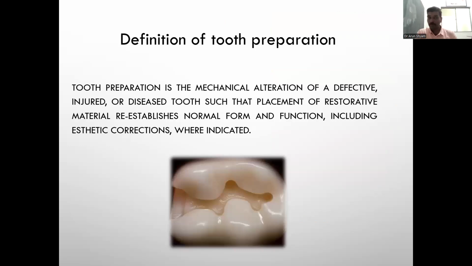Coming to the definition, tooth preparation is a mechanical alteration of a defective, injured, or diseased tooth, such that placement of a restorative material reestablishes normal form and function, including aesthetic corrections where indicated.